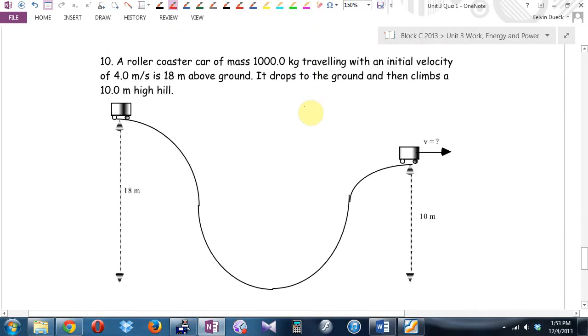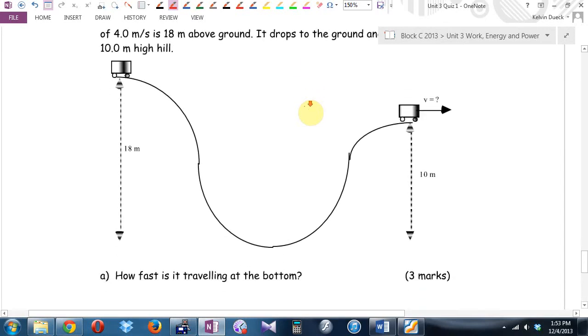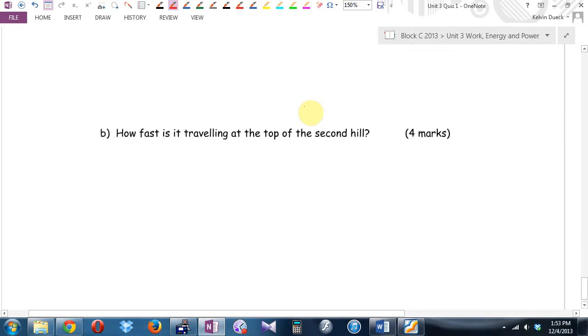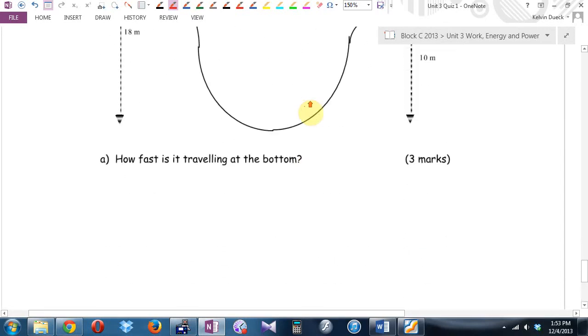A roller coaster car of mass 1,000 kilograms, traveling with an initial velocity of 4 meters per second. Okay, kinetic energy initial, not 0. It is 18 meters above the ground. It drops to the ground, then climbs a 10-meter high hill. How fast is it traveling at the bottom? How fast is it traveling at the top of the second hill?